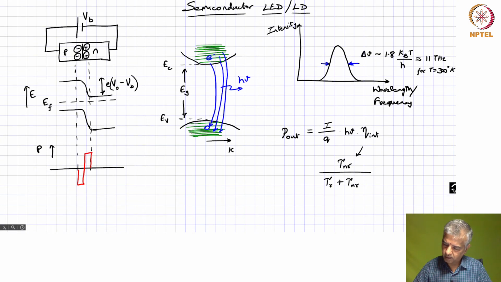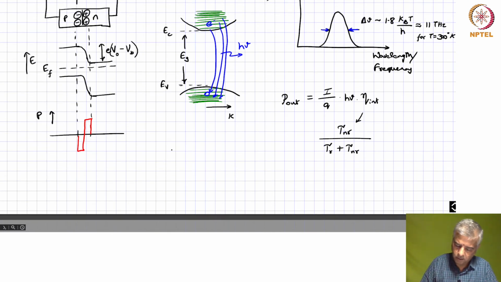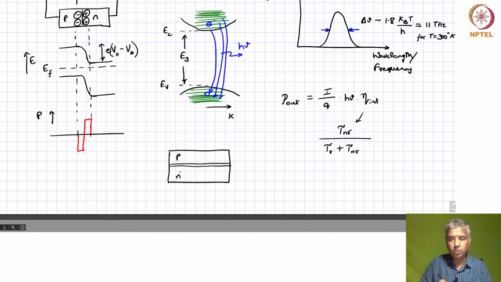Let me just try to draw this here. So you have what is called an epitaxial structure. You have a layer by layer growth of the P and N material, right? So you have P over here and N over here, and I've drawn a thin slice over here that typically corresponds to what is called an active region.